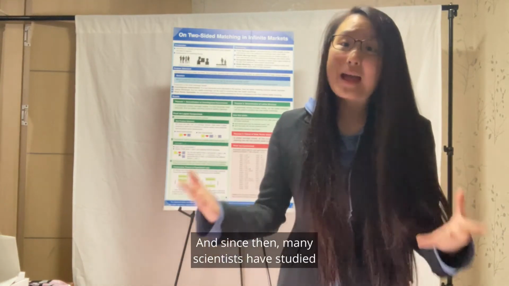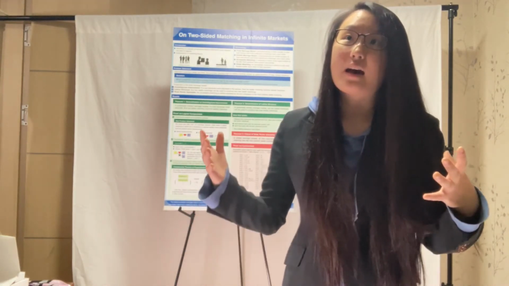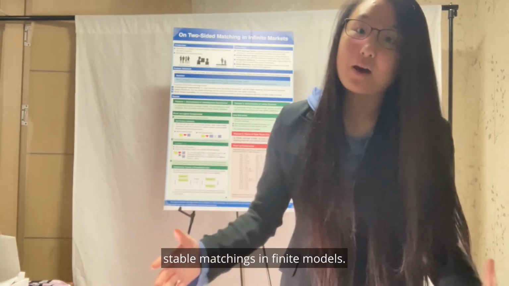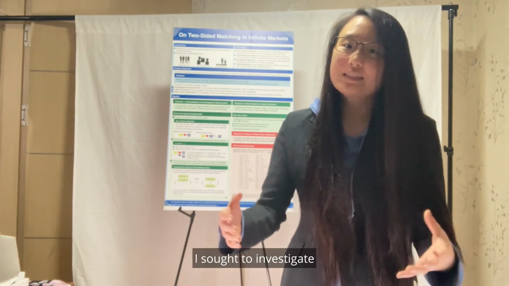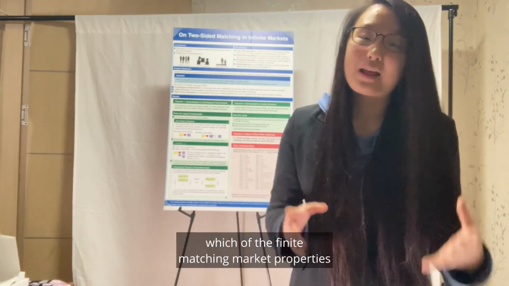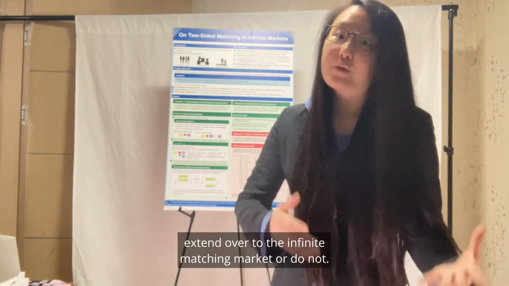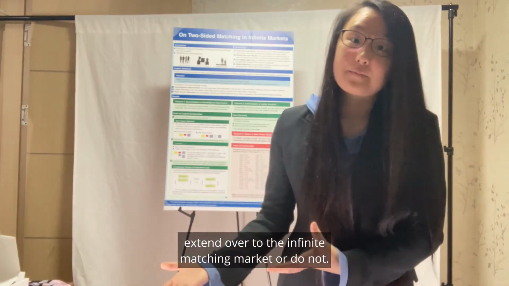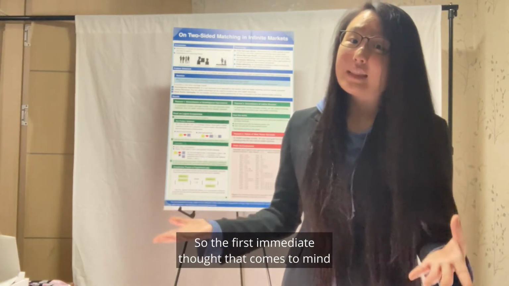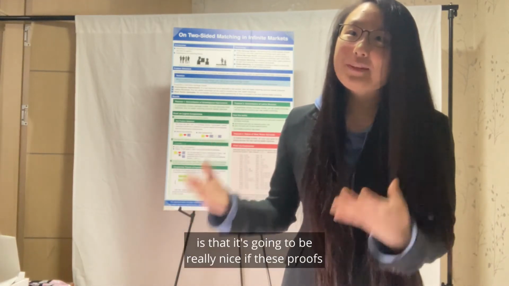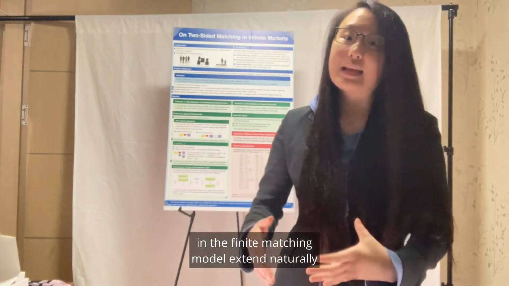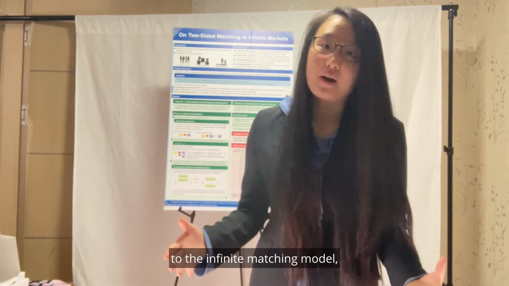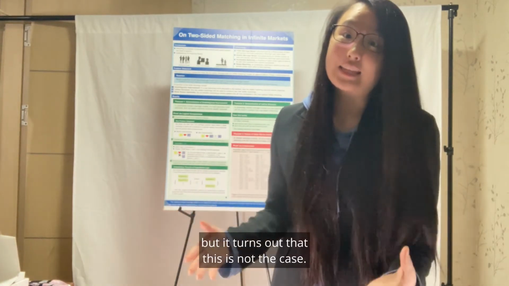And since then, many scientists have studied stable matchings in finite models. And so in my project, extending upon their findings, I sought to investigate which of the finite matching market properties extend over to the infinite matching market or do not. So the first immediate thought that comes to mind is that it's going to be really nice if these proofs in the finite matching model extend naturally to the infinite matching model. But it turns out that this is not the case.